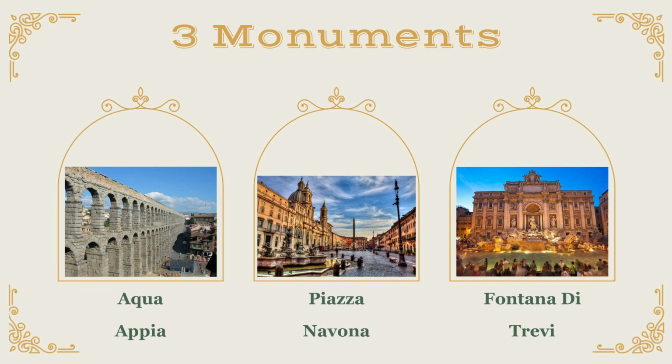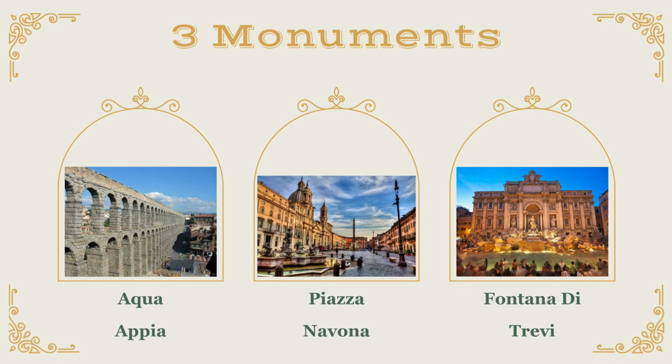The three monuments that I will be talking about today include the Aqua Appia, the Piazza Navona, and the Fontana di Trevi. I am focusing on the theme of restoration and the creation of aqueducts and how the fountains they created have impacted culture and society in the city of Rome today.